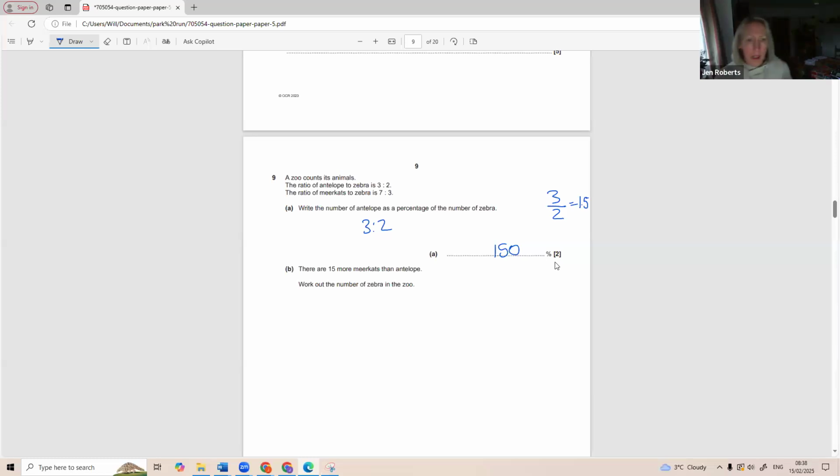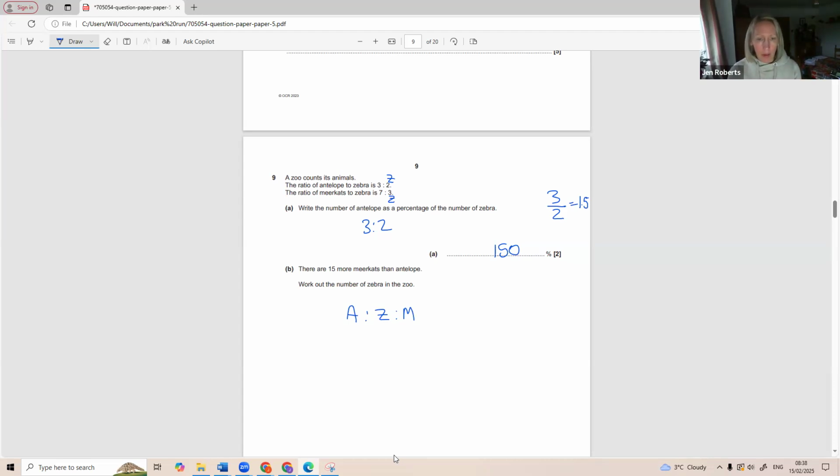There are 15 more meerkats than antelopes, so we need to have a ratio of antelope to zebra to meerkat, which we do not have at the moment. If you look at both of our ratios, can you see that zebra is repeated? Antelope to zebra, meerkat to zebra. So what we need to do is find the lowest common multiple of 2 and 3, which is 6, to get the zebra at the same amount.